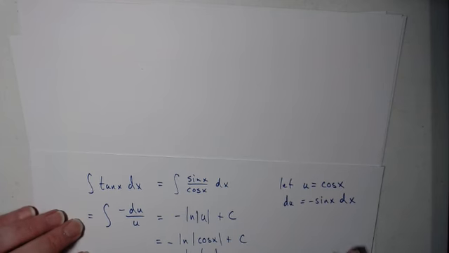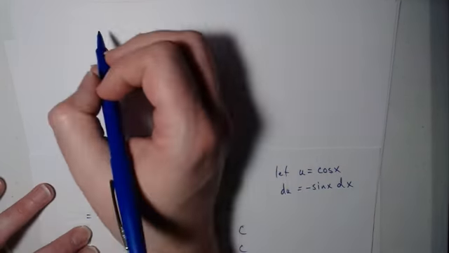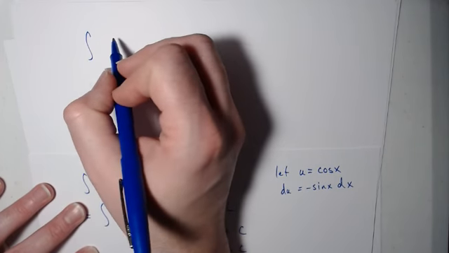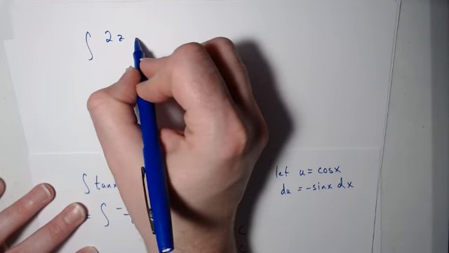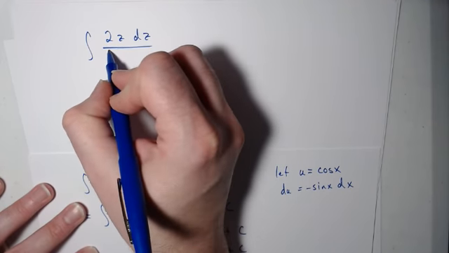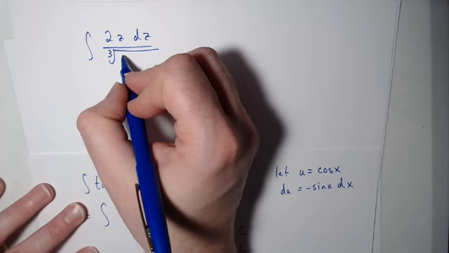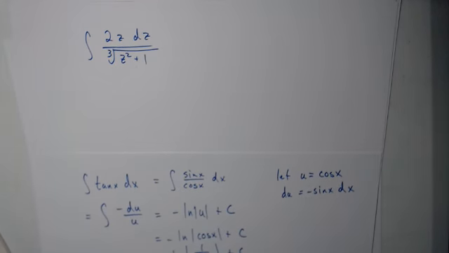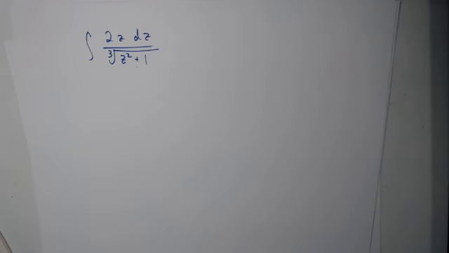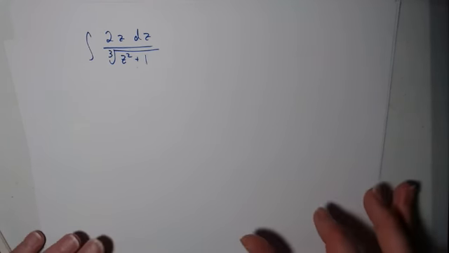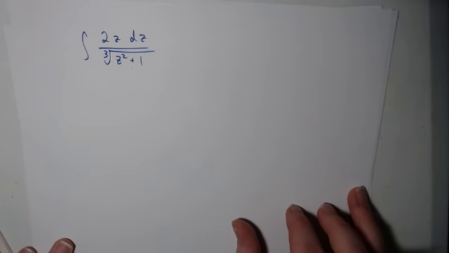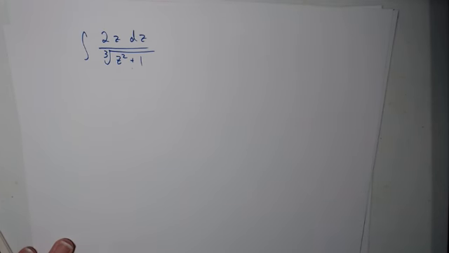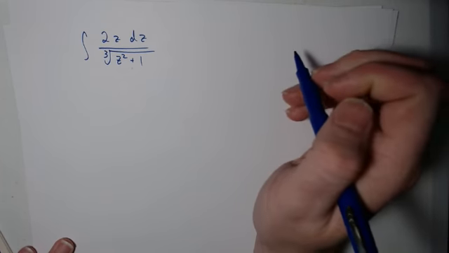Let's try this one. How about the antiderivative of 2z dz over the cube root of z squared plus 1? There's a couple of ways to do this one, and there actually are not just one way that doesn't work and one way that does.